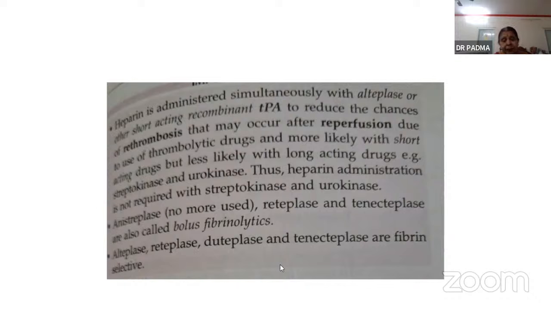Thus, heparin administration is not necessary if we use streptokinase, urokinase, but it is necessary when we use the newer ones, alteplase, tenecteplase, as well as reteplase. Anistreplase is no more used. These are known as bolus fibrinolytics, and they may cause rethrombosis. And all these are fibrin selective. These are very important points. These are the ones which are given in MCQ questions. So please remember all these things.